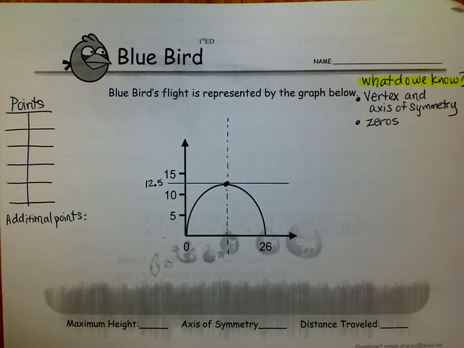Okay guys, here we are again in our third video for our Angry Bird project. This is the blue bird in the first edition of the Angry Bird Quadratic Project. The information we have is that Bluebird's flight is represented by the graph below. So we're going to see what we can do when we're given a graph of a quadratic relationship. So let's think first off, what do we know?